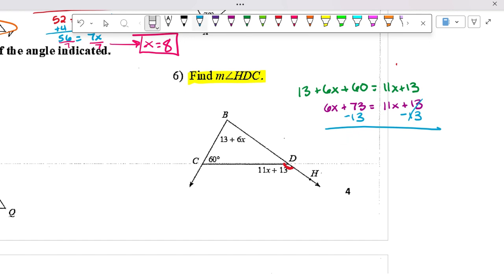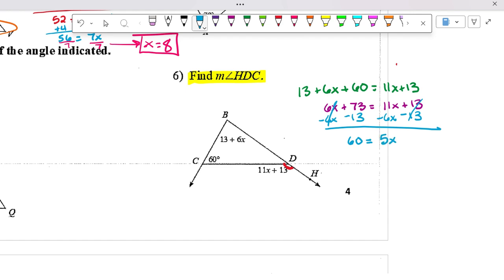Okay, so you did both at the same time. So you subtracted 6x from both sides, subtracted 13 from the other side, so you get the x on one side and the constant on the other. You can go that route. So that would be 60 is equal to 5x.